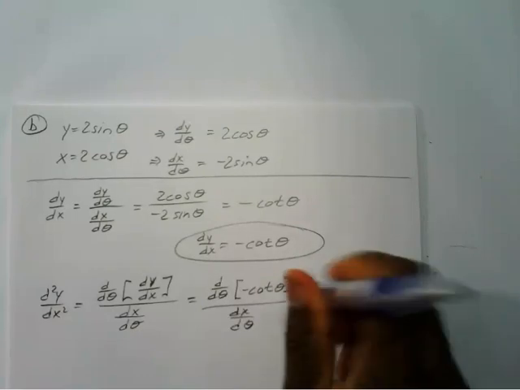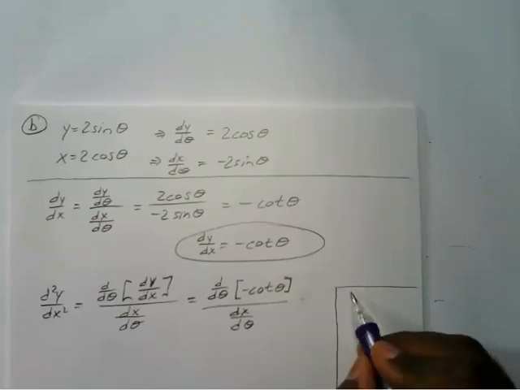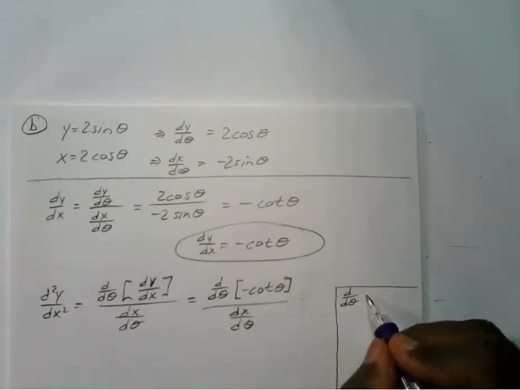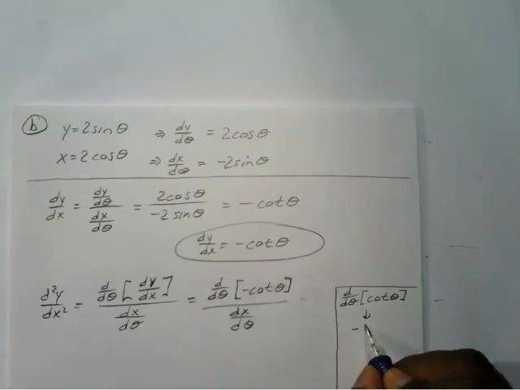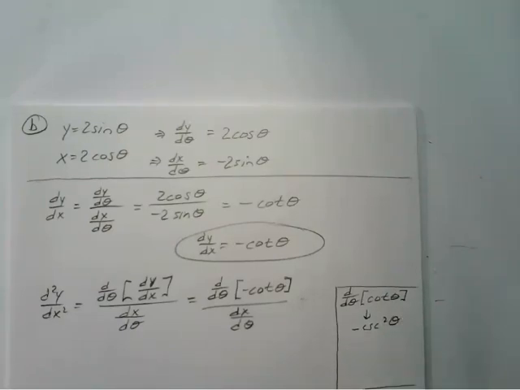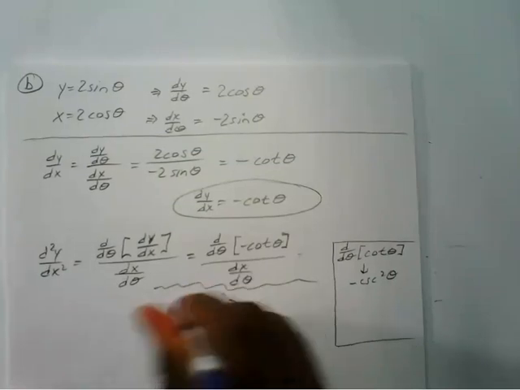What I'll do is I'll make a little note here so you can follow where we're going. So the derivative with respect to theta of cotangent, we'll do the negative in a second, is just negative cosecant squared theta. Okay, so if we factor out the negative 1, and we have negative cosecant squared theta, then what we're left with is positive cosecant squared theta over, let me move that down a little so it's not confusing anyone.